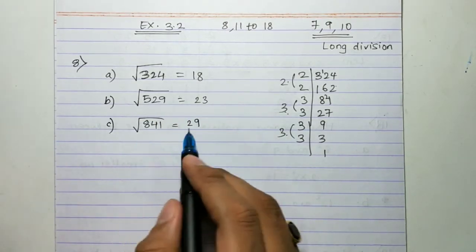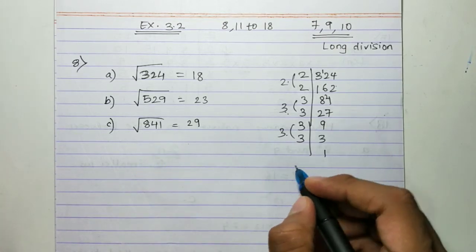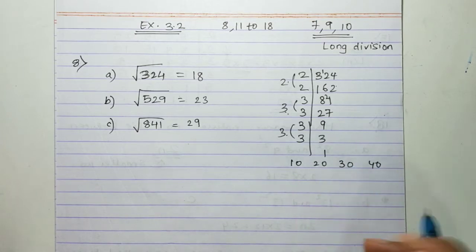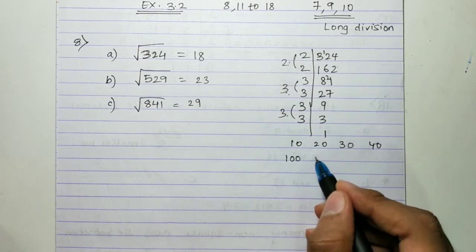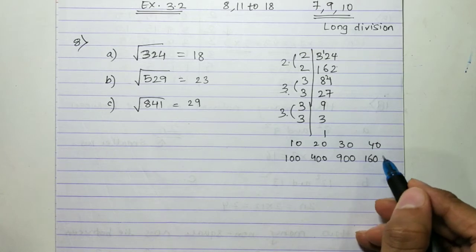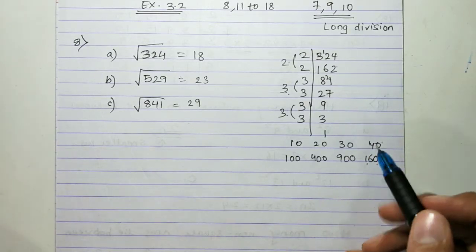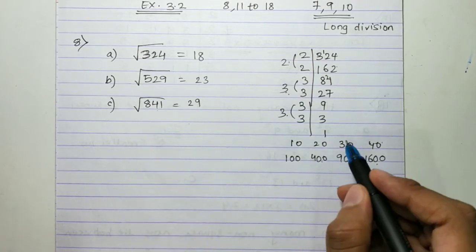Remember these. You can even guess the values. Always remember the squares of simple numbers like 10, 20, 30, 40. I'll give you a trick. 10 square is 100, 20 square is 400, 30 square is 900, 40 square is 1600, because 4 square is 16. Now if they ask you the square root of 841, you know 841 lies near 30.